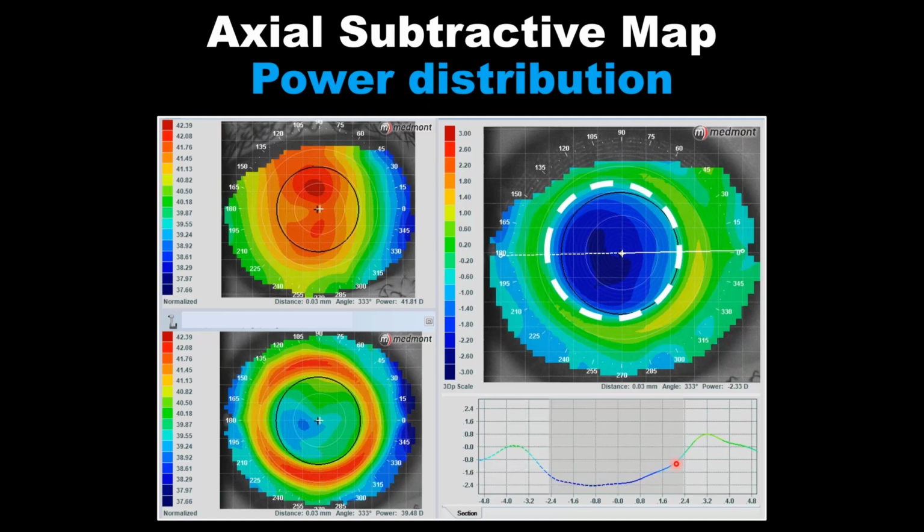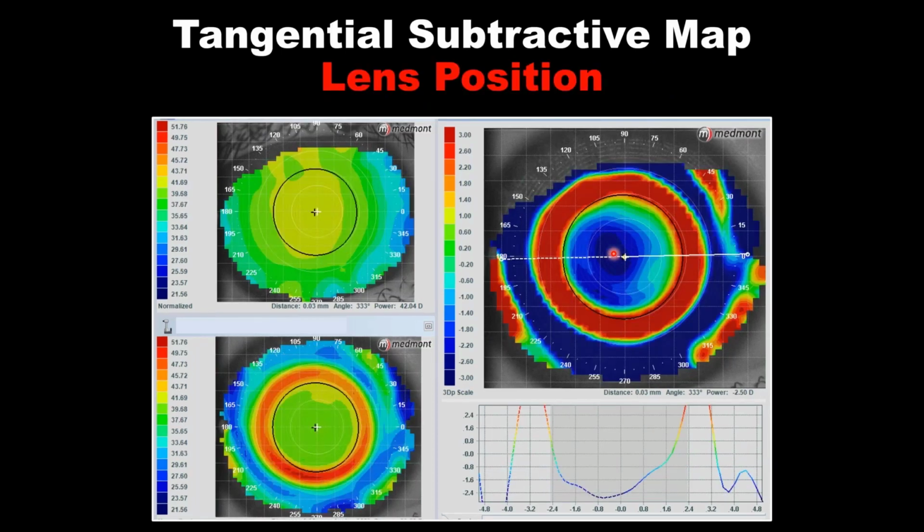You'll also notice the blue treatment zone appears a little bit temporal, and that's what the elevation map and the axial and the tangential map suggested to us, that the lens should want to position slightly temporal of the visual axis. Now let's switch over to the tangential map.